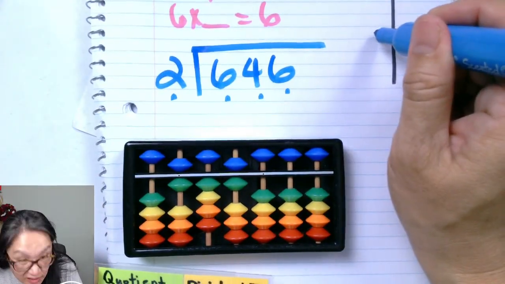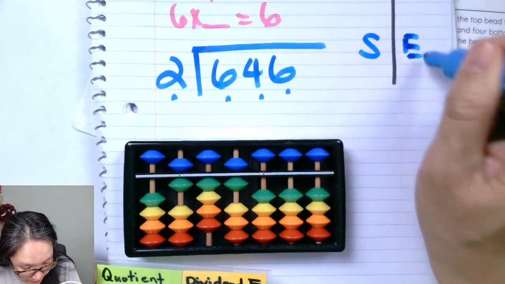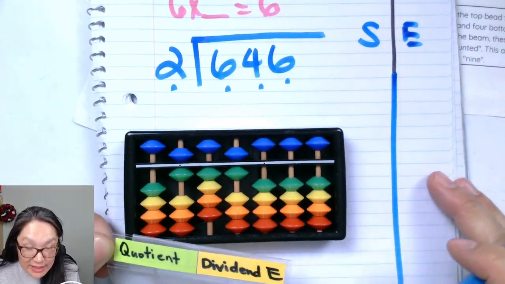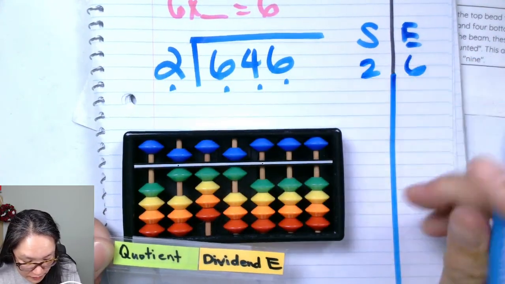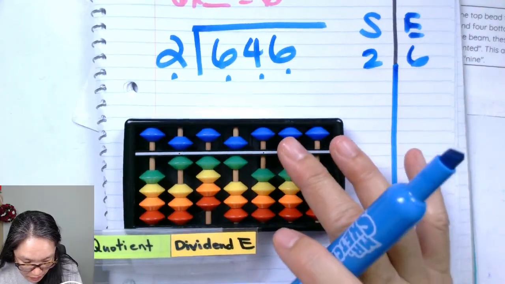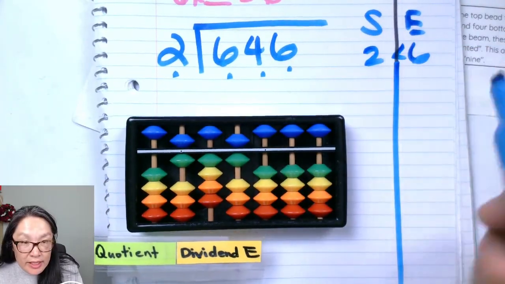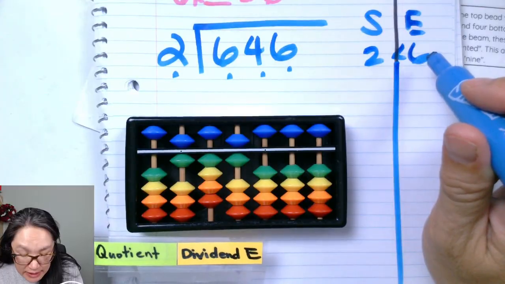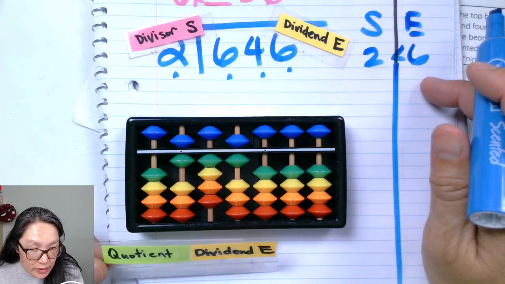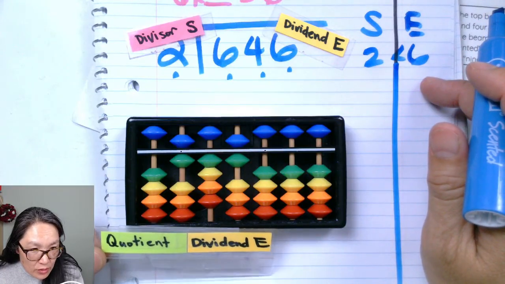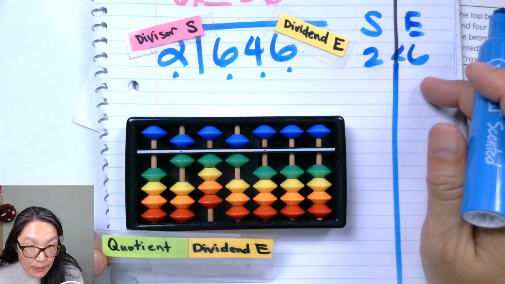Let's see. S, E. I'm going to have my 6 is E. 2 is my divisor. Who is bigger? E is bigger. If my dividend is bigger, what do? Dividend's bigger. Why do you start with the 6 in the second place?